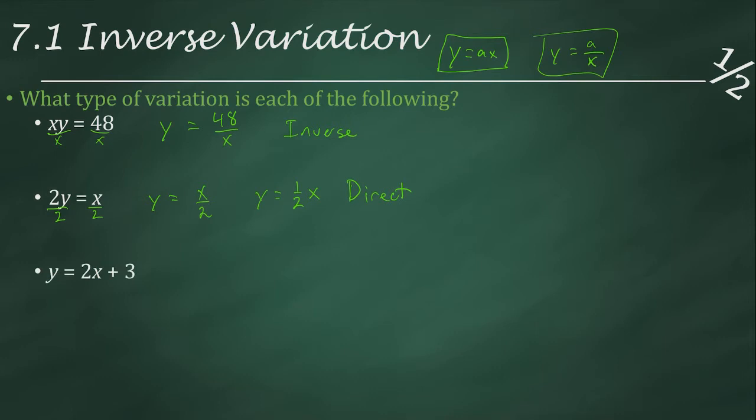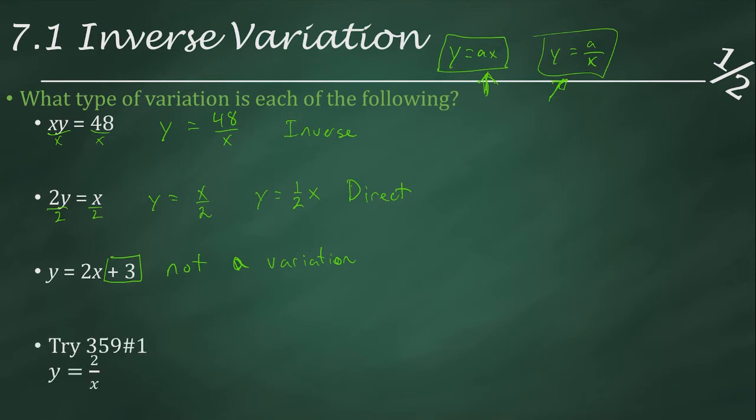How about this one? Well, we've got this plus 3, which means it is not a variation. Notice both of the little formulas up here at the top, neither of them are adding, it's simply multiplying or dividing.